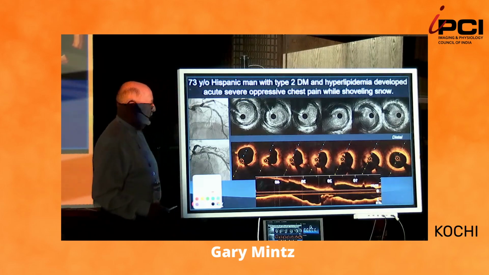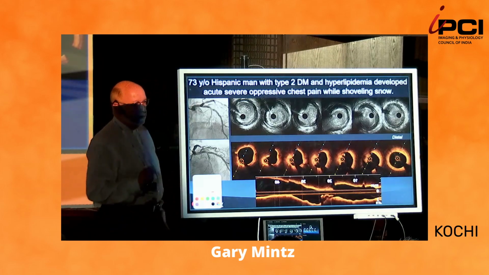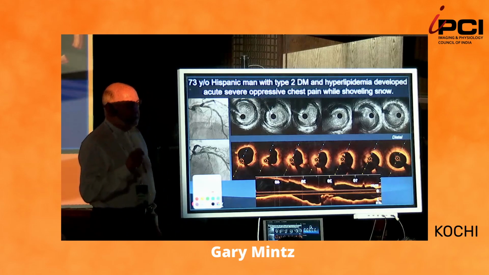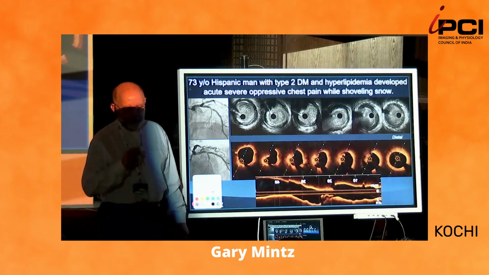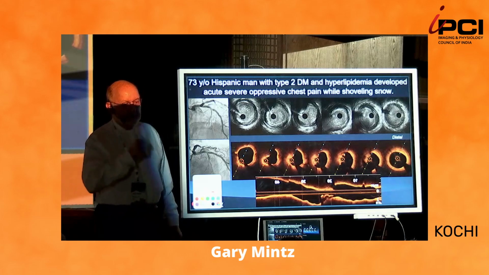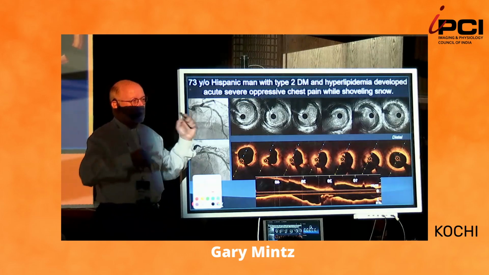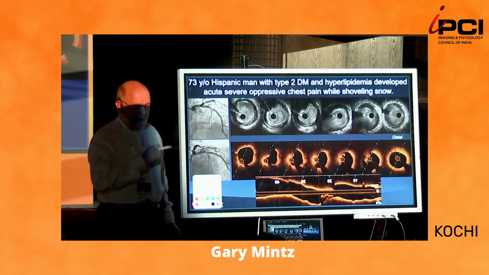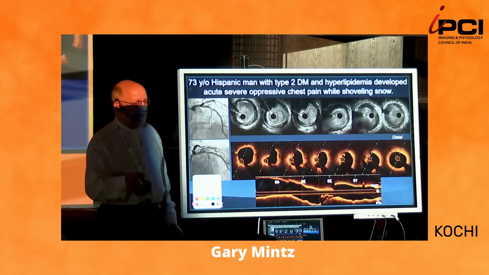So, diagnosing erosion is best done by OCT, and it's mostly a diagnosis of exclusion. It's an acute coronary syndrome lesion with intact fibrous cap. That's what an erosion is. You can do all your sort of thing, well, this, that, and the other thing. ACS lesion with intact fibrous cap.